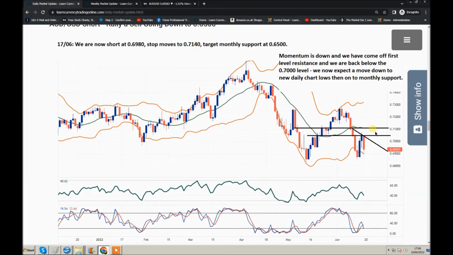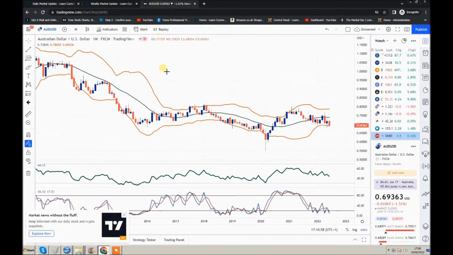Now, if we don't rally and we break through the low, you could go short with a stop at 76. Yeah, I'd go something like 68.80. Looking, like I said, for 65. Now, in terms of looking at the monthly chart, I personally feel we could get down to here.